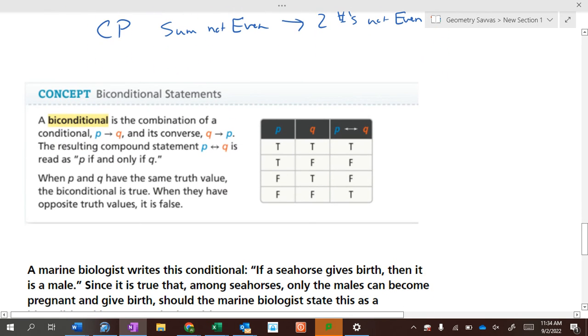A biconditional statement is true written this way and true written this way. So then you say if and only if. Okay? It's a combination of a conditional and its converse, resulting in the statement is P if and only if Q. So that's a vocab word. So if you're not writing right now, you missed the boat. Biconditional. Combination of a conditional and its converse, resulting compound statement, read if and only if. So it has to use the term if and only if in it.